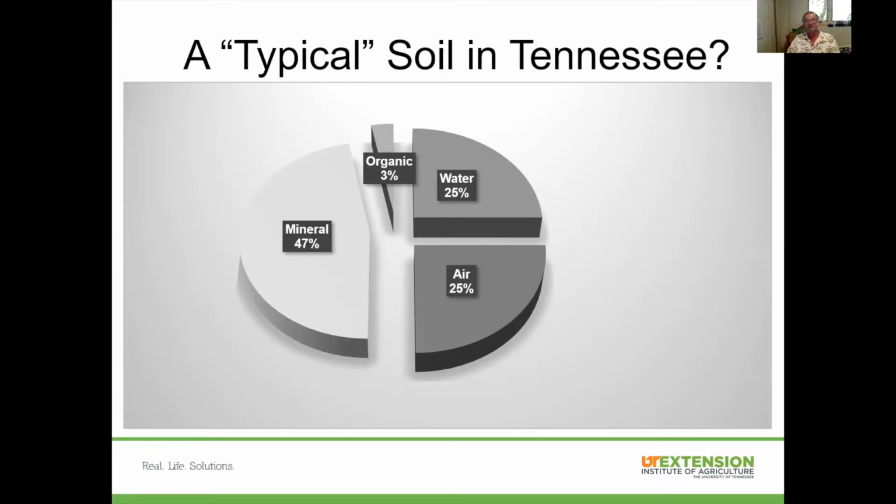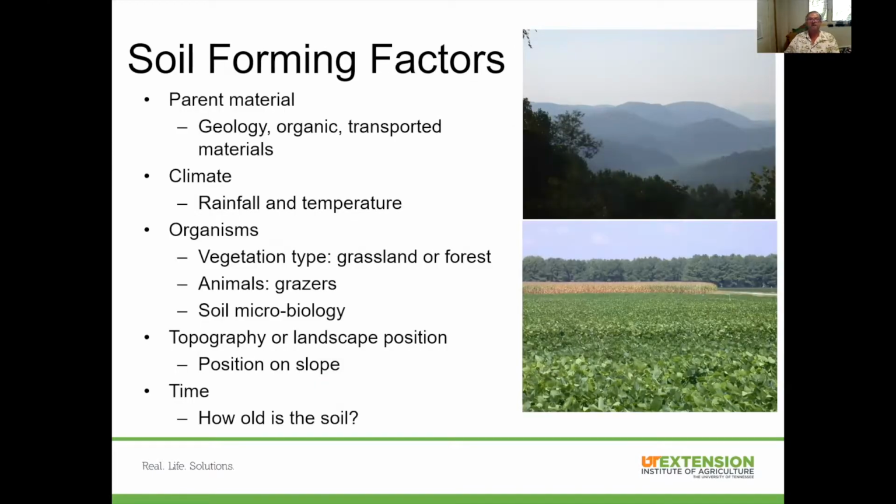The pores and the voids, we like to see about half of them filled with water and about half of them filled with air. Obviously, if there's less water, it's going to be difficult for the plants to access the water to grow well. And similarly, if there's too much water, there's not going to be enough air, and that can lead to problems as well. So that's our typical type of soil.